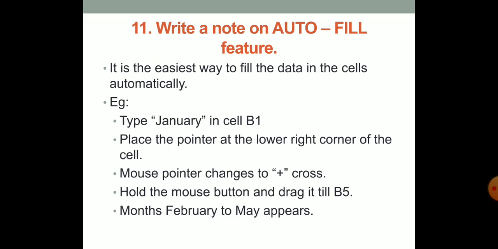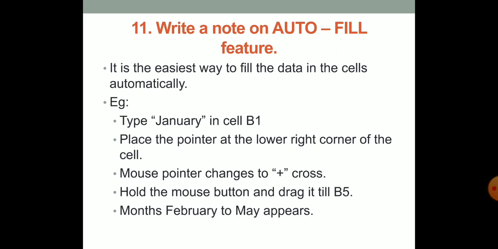You go to the right corner of the cell. On the right hand corner lower section, you place the pointer. The mouse pointer changes to the plus sign. Okay, as soon as you get that sign, hold the mouse button and drag it till how many cells you want, you can drag it down. Then the months February to May will appear slowly, after January you get February, March, April, till May. That is, I am going to drag it till only B5. So till May only I will be getting.